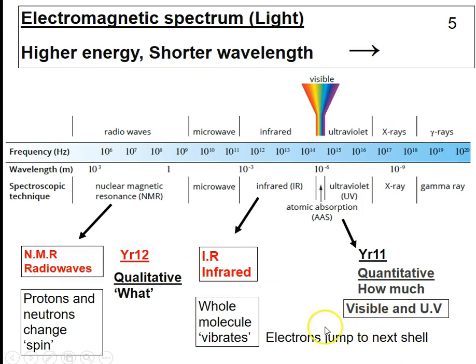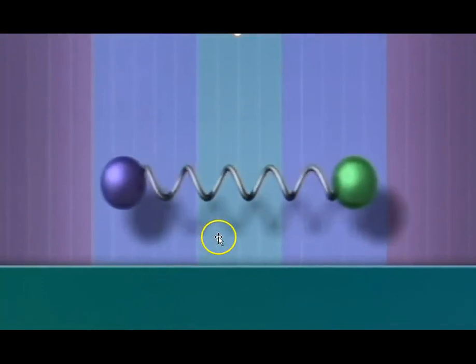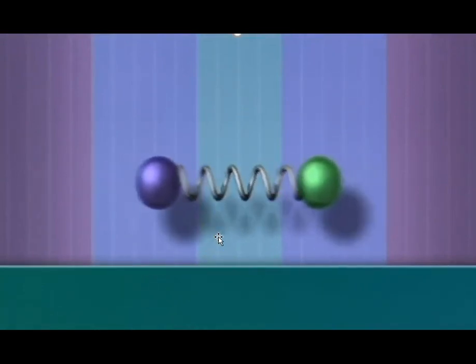In year 11, the high energy light made electrons jump to the next shell. Infrared and radio waves are low energy, so infrared makes the whole molecule vibrate, and radio waves only affect the protons and neutrons and change their spin. So these two techniques are going to be used to look at what chemical we've got. Infrared spectroscopy makes the whole molecule vibrate.